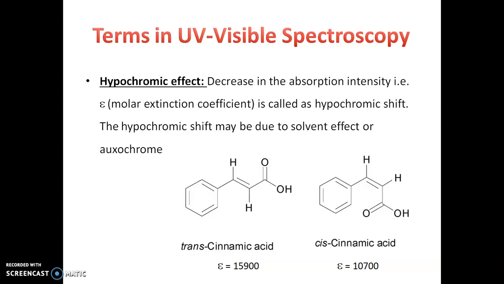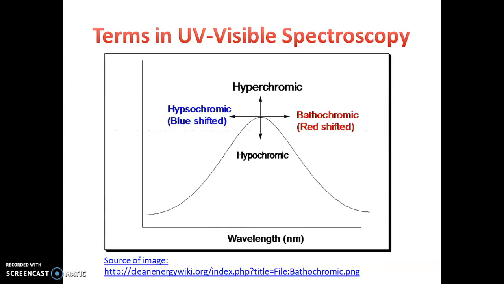So if you want to summarize, then we can say: bathochromic shift or red shift, a shift of lambda max towards the longer wavelength region. Hypsochromic shift, lambda max shifts towards the shorter wavelength region, called a blue shift. Hyperchromic effect, an increase in the absorption intensity. Decrease in the absorption intensity is called a hypochromic effect.